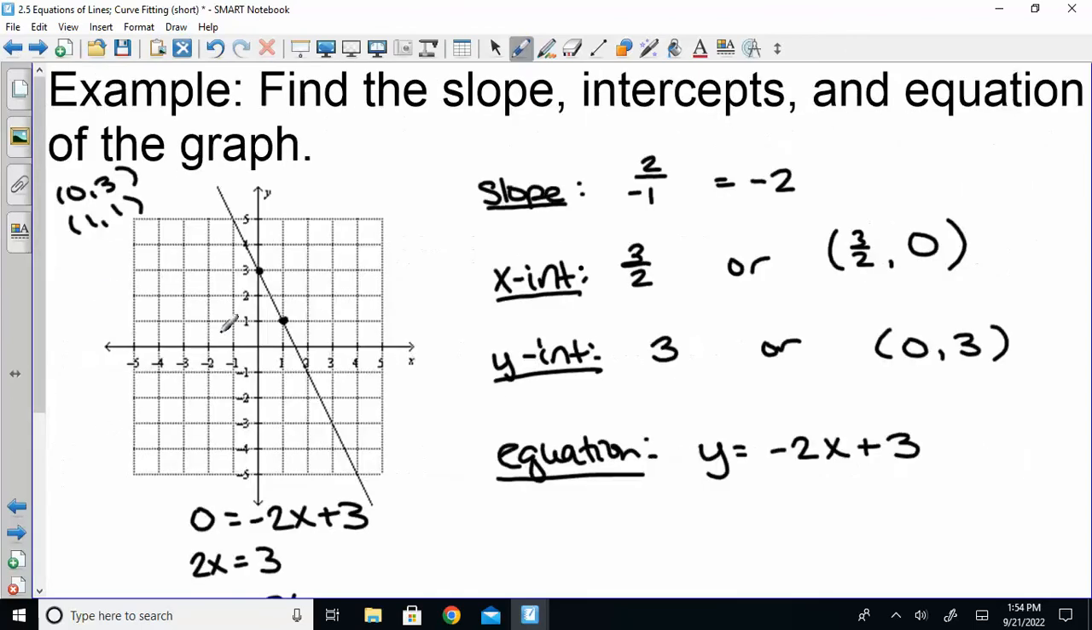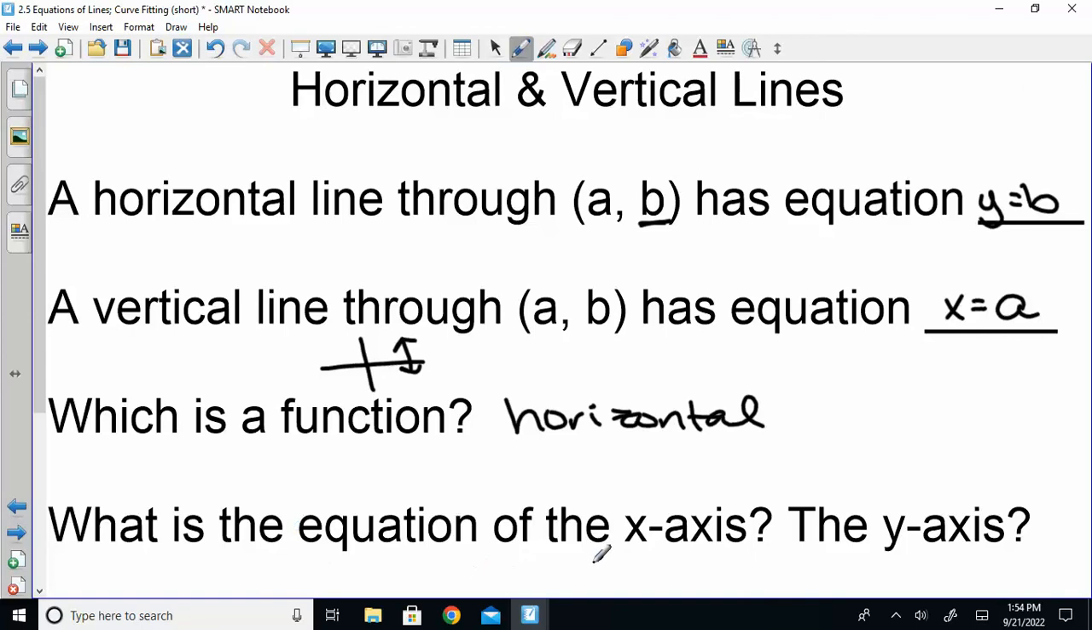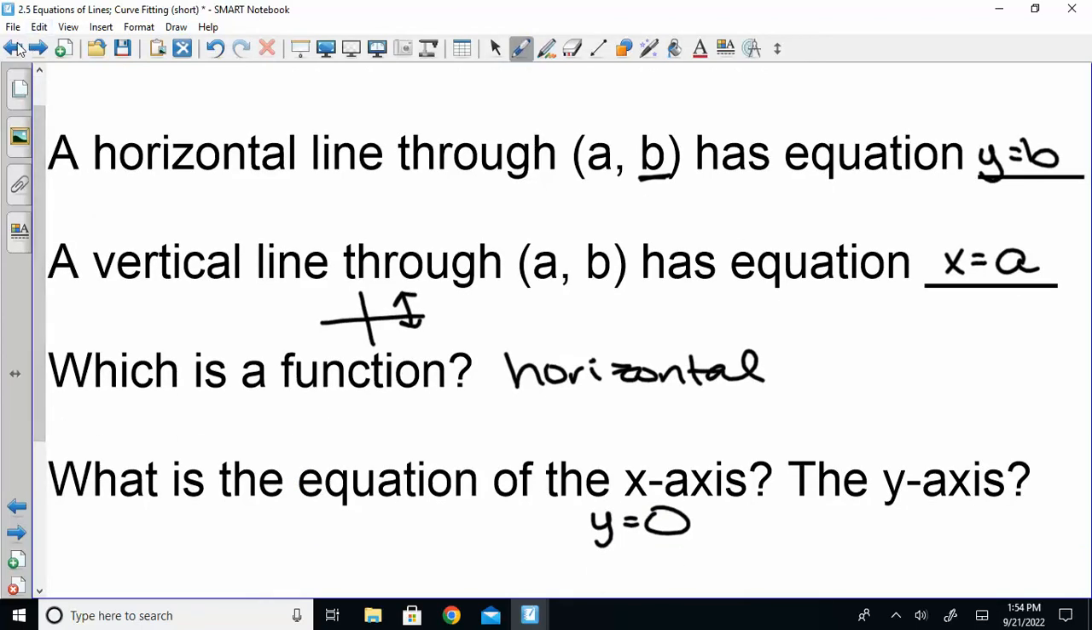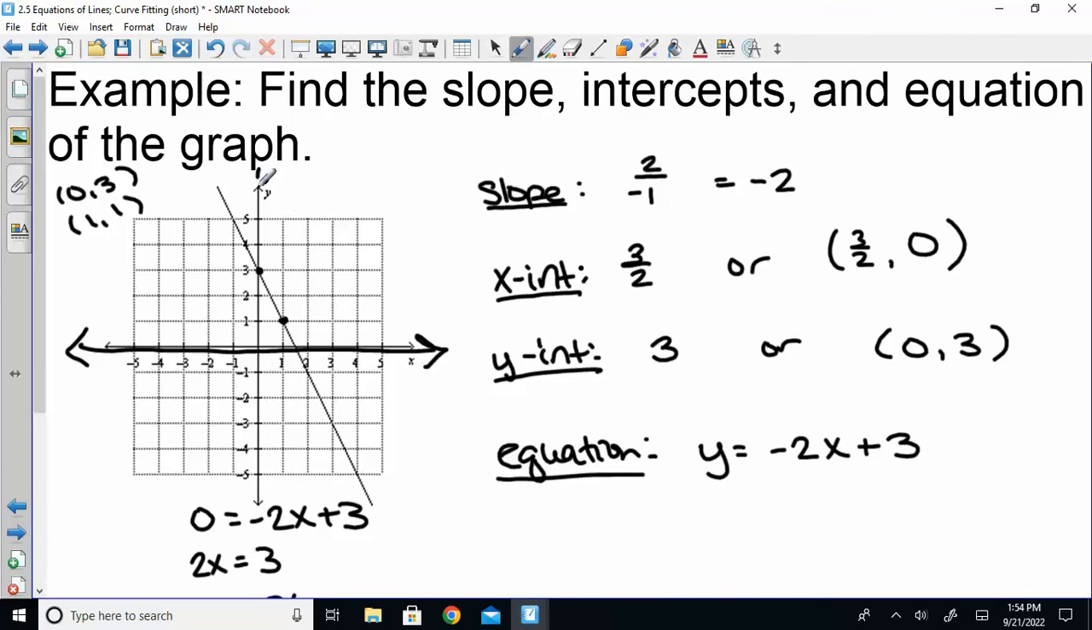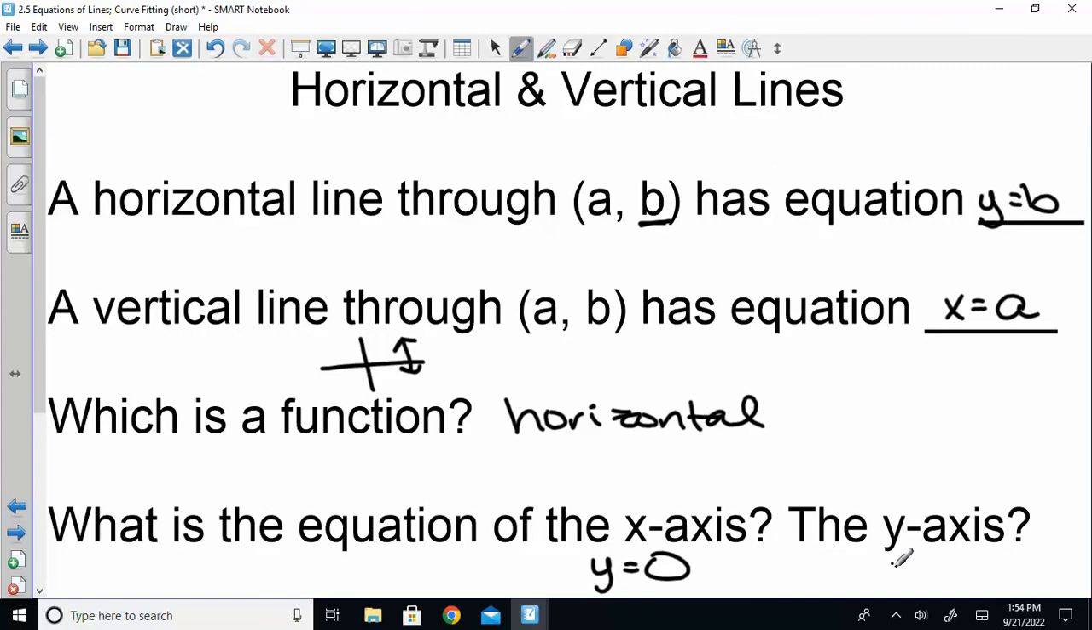What's the equation of the x-axis? The x-axis is a horizontal line, so we know it has to be y equals something. What's the equation of the y-axis? X equals 0. It's a vertical line, and every point on that has an x value of 0.